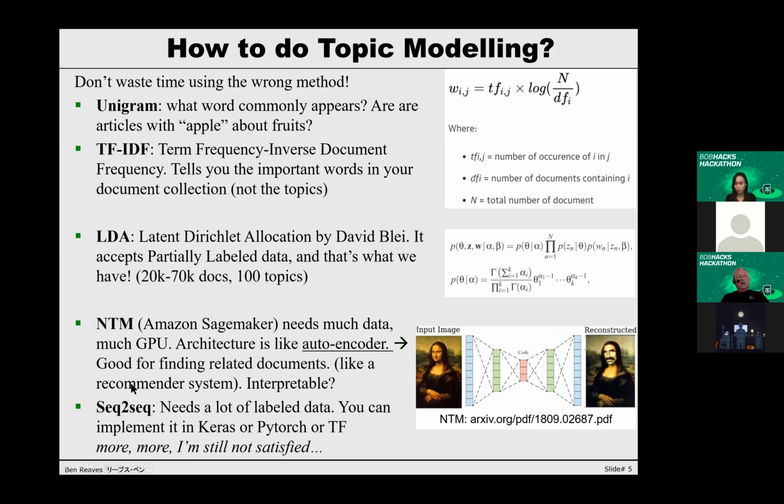Another one is called neural topic modeling, NTM. It's newer. Amazon SageMaker provides it. It needs a lot of data and it needs a lot of GPU power. The architecture is a little like an autoencoder, and autoencoders are used a lot for image compression, speech compression.